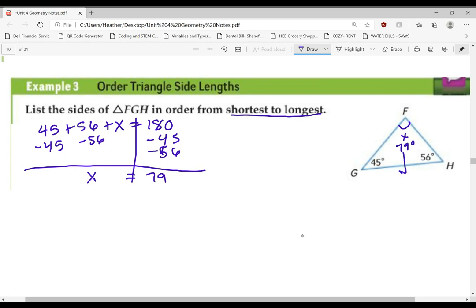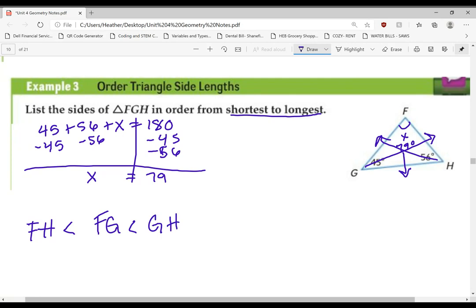And remember, we're looking at the opposite. That's the opposite side. That's the opposite side. This one's the opposite side. So the shortest side is going to be opposite the smallest angle. So the shortest side is FH, which is less than FG, which is less than the greatest side, which is GH. Wait, I think I wrote that wrong. So this is FH, FG, and then GH. Because remember, it's the opposite side where the angle is at.